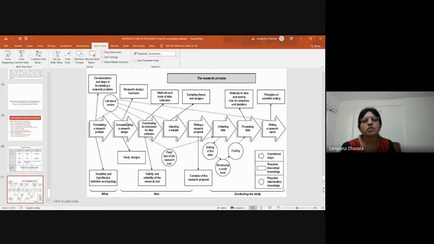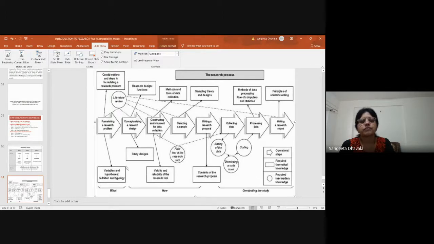Then goes conceptualizing a research design. But in between these two stages, you have the literature review. When you are doing the literature review, some of the studies you will come across will have tools that you could use in your study as well. Then if you are constructing an instrument, it should be tested for reliability and validity of the tool. What is reliability and validity? That is again a major topic.